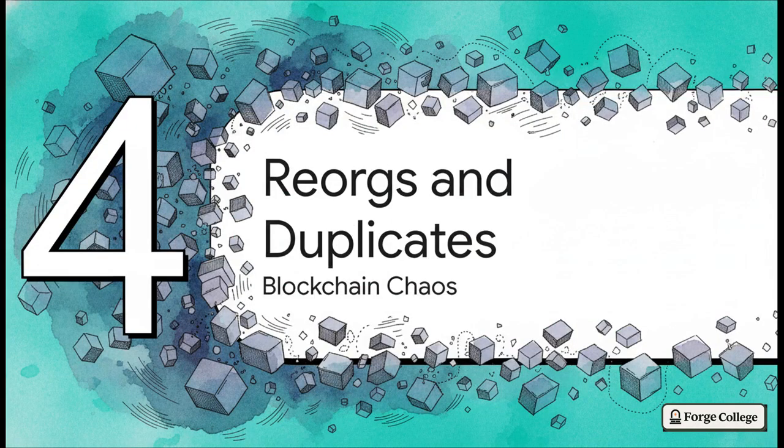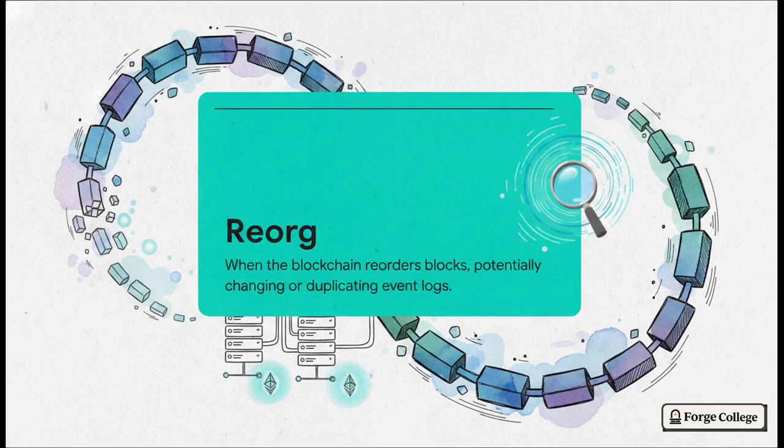Section 4, Handling Reorgs and Duplicates. We've talked about what happens when we go offline, but what happens when the blockchain itself changes its mind?